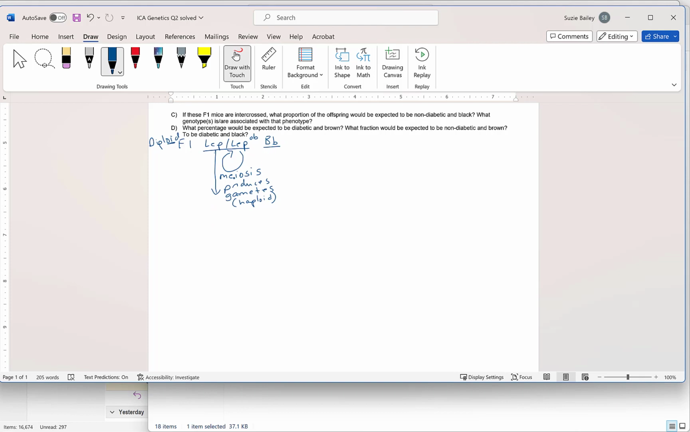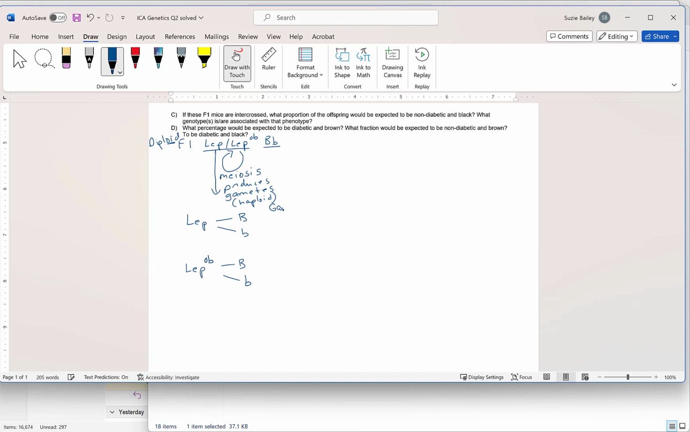And so an easy way to figure out what the genotypes of these gametes are going to be would be to put our two possibilities for the leptin gene, so our two alleles that this F1 could pass on, and then those are going to combine with the two possibilities at the B gene, because every gene has to be represented, but represented only once in each gamete.